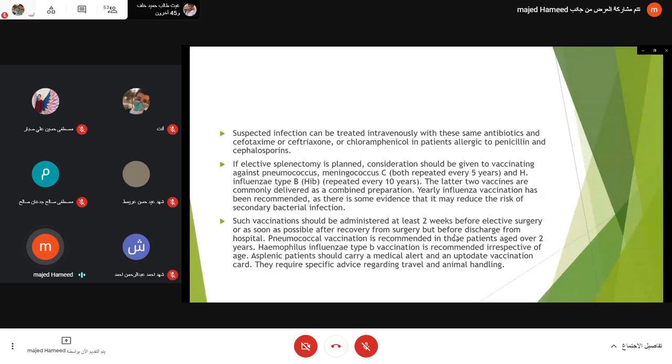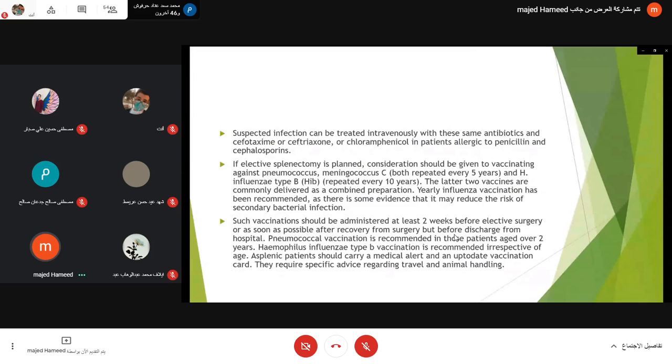Pneumococcal vaccination is recommended in those patients aged over 2 years. Haemophilus influenzae type B vaccination is recommended irrespective of age. A splenic patient should carry a medical alert and an up-to-date vaccination card. They require specific advice regarding travel and animal handling.